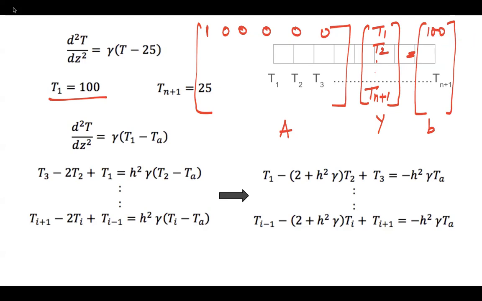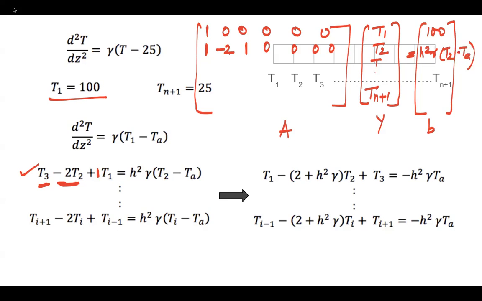Next we write the second equation. At the position of T1, the coefficient is 1. At the position of T2, the coefficient is minus 2. At the position of T3, the coefficient is again 1. Rest everything is 0. And what should be the other side, the B part of the equation? When you multiply, it will be T1 minus 2T2 plus T3 equal to h square gamma T2 minus Ta. That will be the second entry.